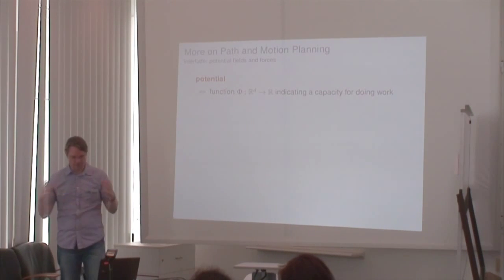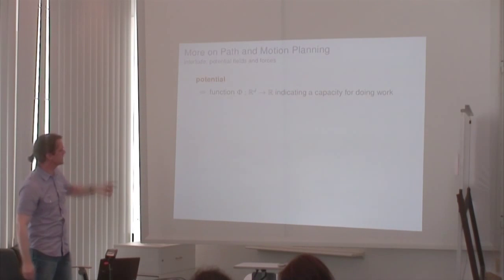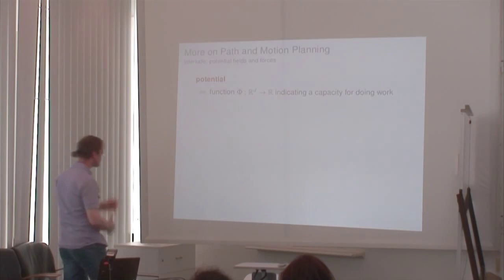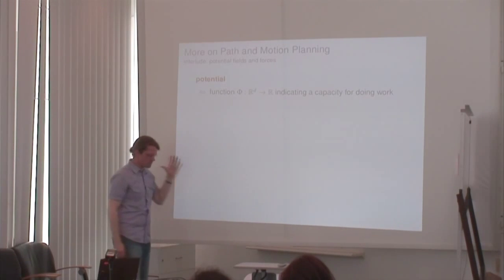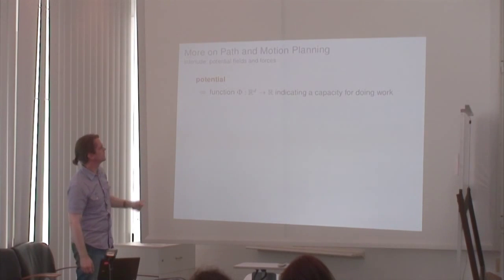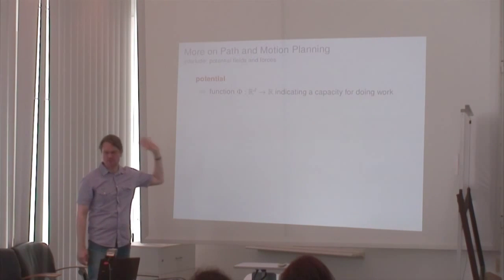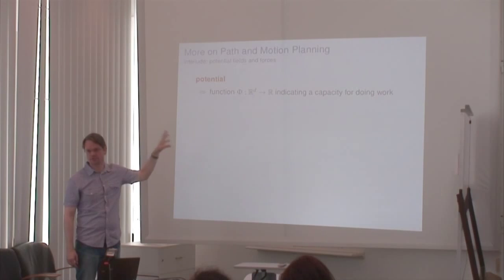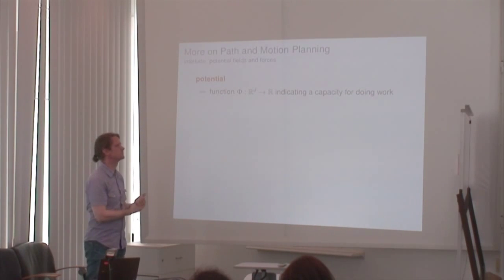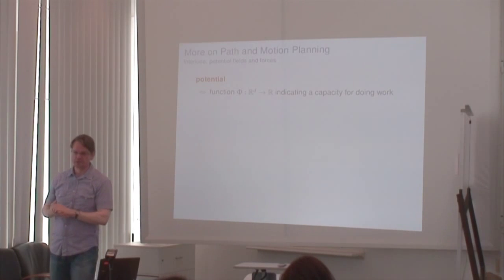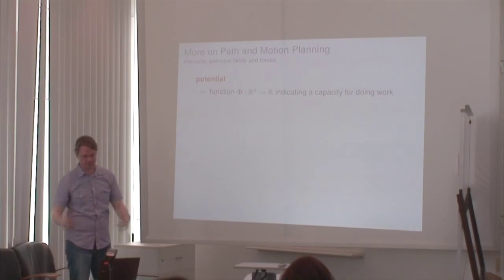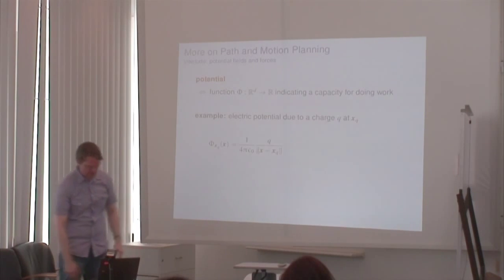A potential is a function, and I am using the Greek capital letter phi here, that maps from some vector space, and I am considering the d-dimensional vector space over the reals, into the reals. And these functions in physics are used to indicate the capacity for doing work. And here is an example.